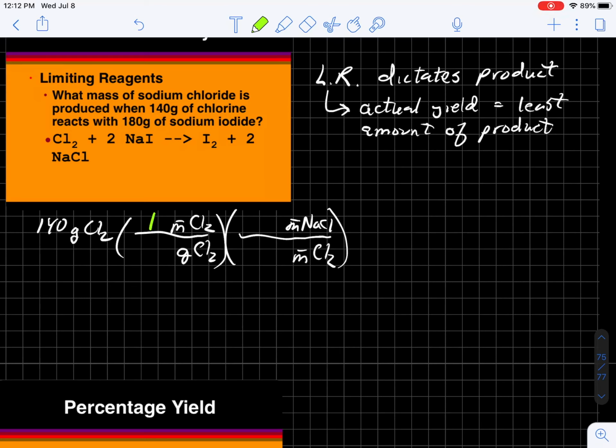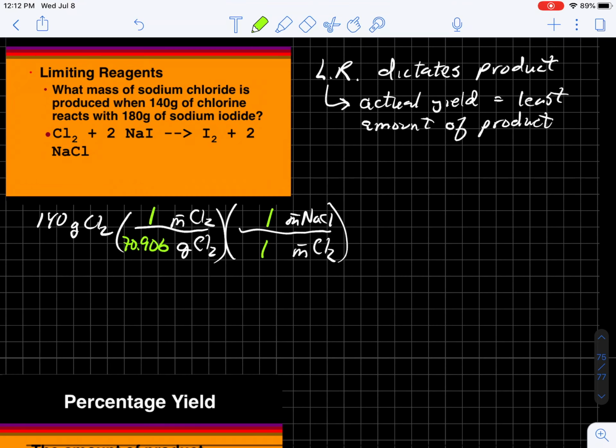So now I can fill in the numbers. I look up the mass of 2 chlorine atoms on the periodic table. So I get 35.453 times 2, and that's 70.906. And then I look at the balanced equation. According to the equation, for every 1 mole of chlorine, I produce 1 mole of sodium chloride. So if 140 grams was limiting, how many moles theoretically would that give us of product? I get 1.97. So in other words, with 2 sig figs, we get 2.0 moles of sodium chloride.